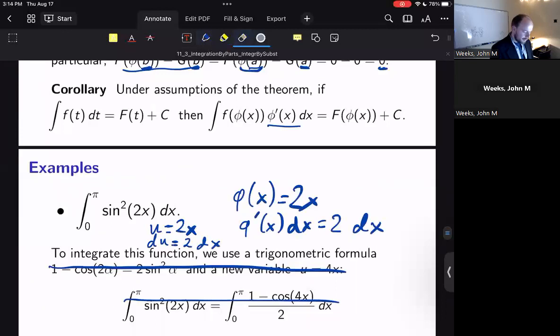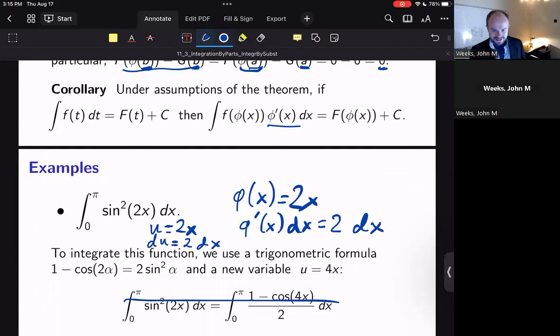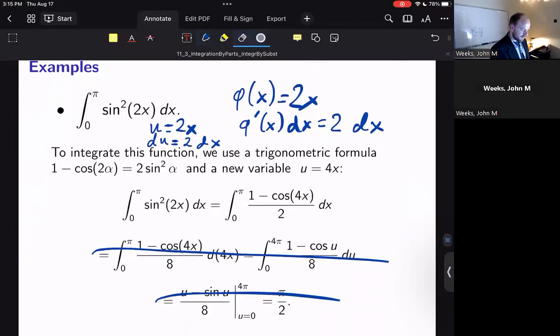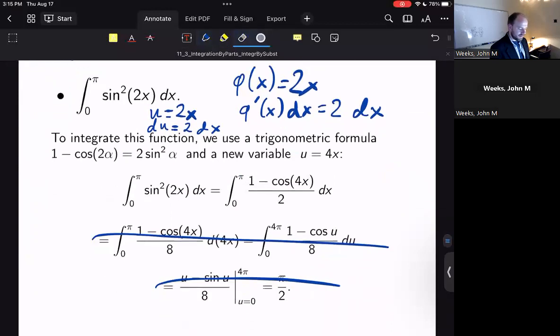But even getting to that point, I don't really have much to go off of, so I have to use a trigonometric formula. The trigonometric formula I use is this double angle formula for cosine, rewritten slightly. Once we do this, we can rewrite sine squared of 2x as 1 minus cosine 4x over 2. And at this point, we can attempt a u substitution, this time making u equal to 4x. And you can see how that's written here.